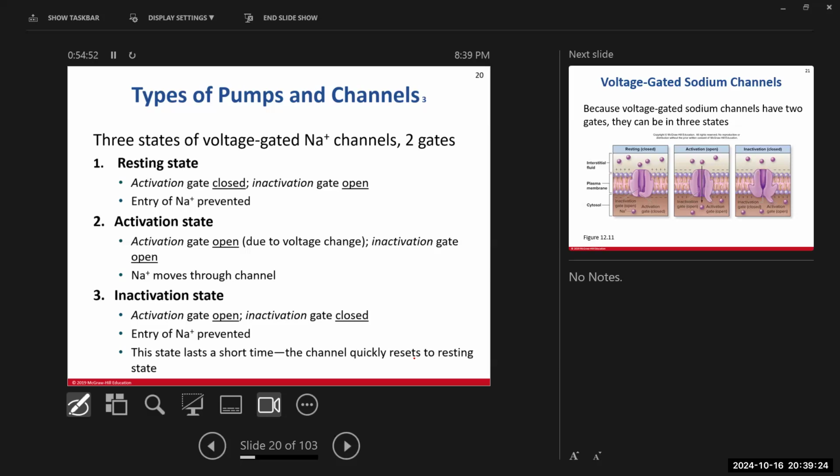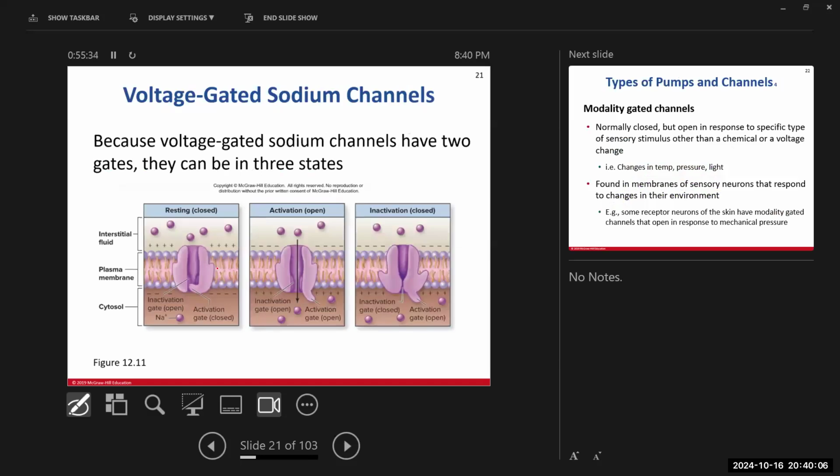It has two gates, but it has three states. Right, so these channels have two gates, an activation gate and an inactivation gate, but yet they have three states, three phases, whatever you want to call it. We're going to call them states. So you have the resting state, the activation state, and the inactivation state. So when this channel is at the resting state, right, nothing's happening, it's just relaxing. The activation gate is closed. I'm going to show you a picture of that here real quick, and then we'll come right back. All right, that's what we're seeing here.